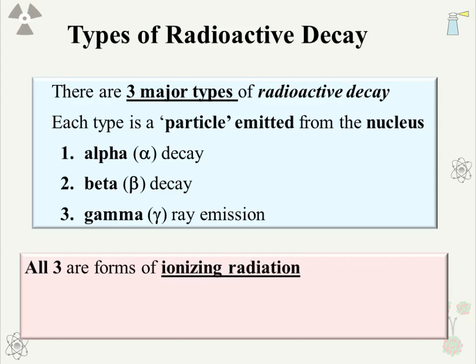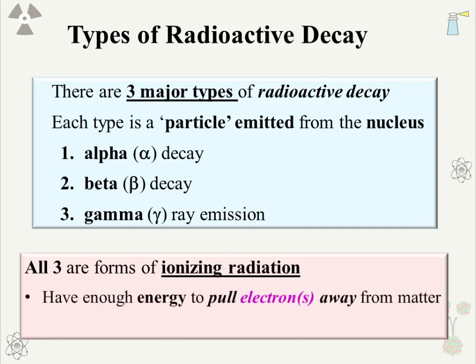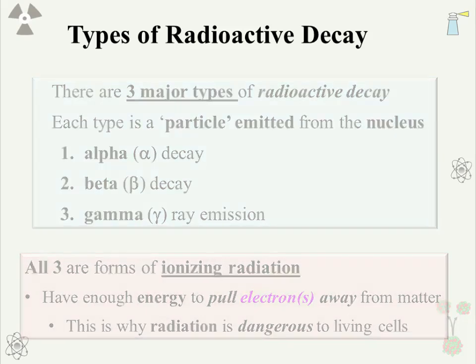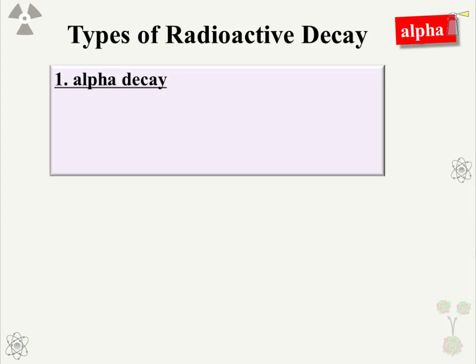All 3 are forms of ionizing radiation. That is, they have enough energy to pull or knock an electron or electrons away from matter. This is why radiation is dangerous to living cells. Let's look at all 3 in more detail, starting with alpha decay.